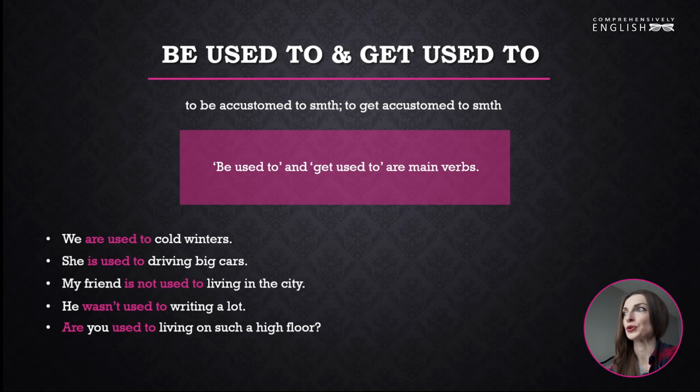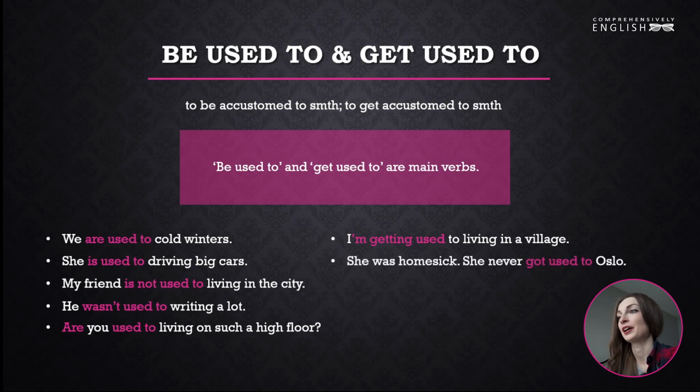Now, get used to. Let's also look at some examples. I'm getting used to living in a village. I am becoming okay. I am getting accustomed to it. She was homesick. She never got used to Oslo. She never got accustomed to Oslo. She never started feeling okay about living in Oslo. People can get used to anything. People can get accustomed to anything. People can form a habit of doing anything, or of being in any kind of condition.